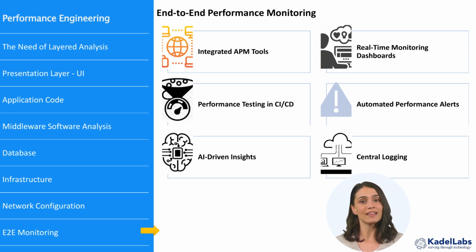Leveraging AI-driven insights allows you to identify patterns and anomalies that might be missed through manual monitoring. AI can help predict potential performance issues before they become critical, giving you the opportunity to address them proactively. Together, these elements form a comprehensive end-to-end performance monitoring strategy that ensures your system remains robust, responsive, and ready to meet the demands of your users.